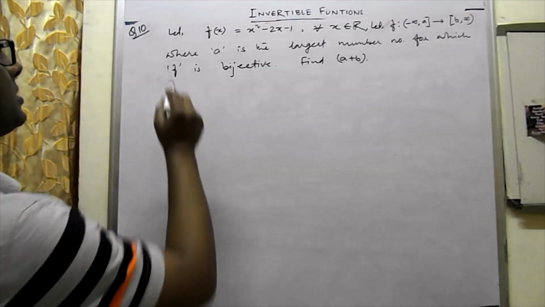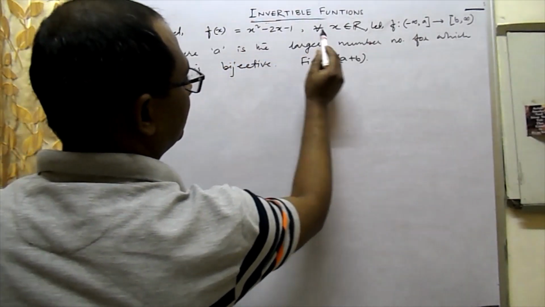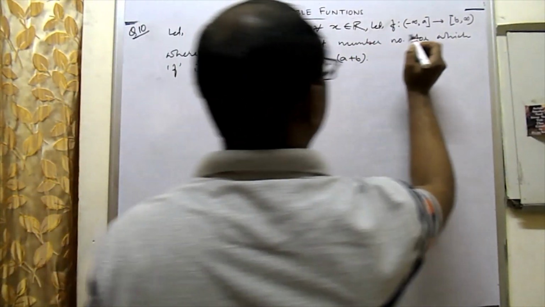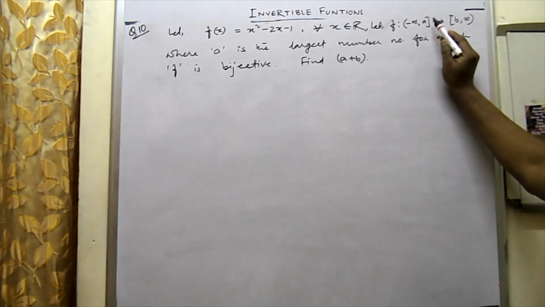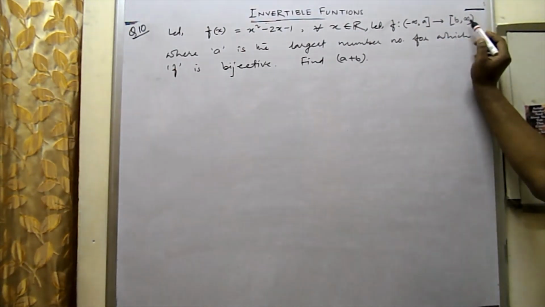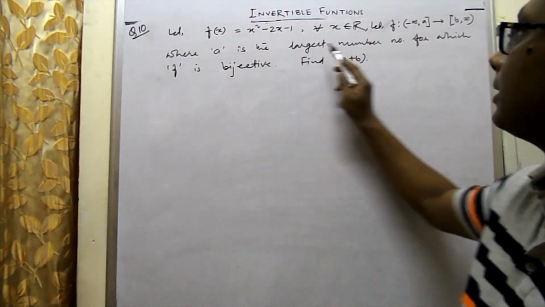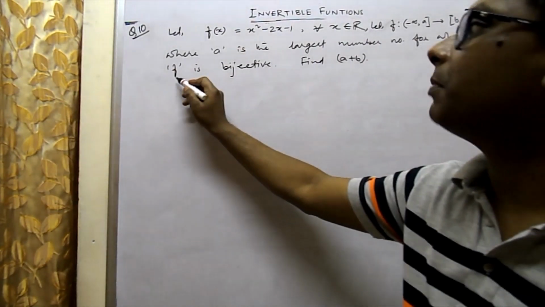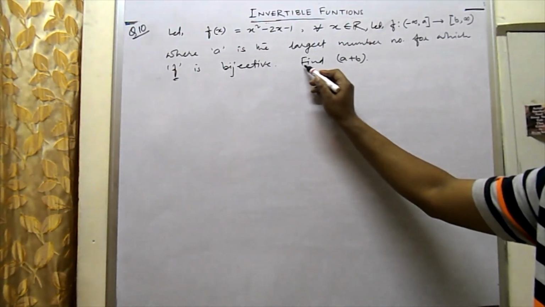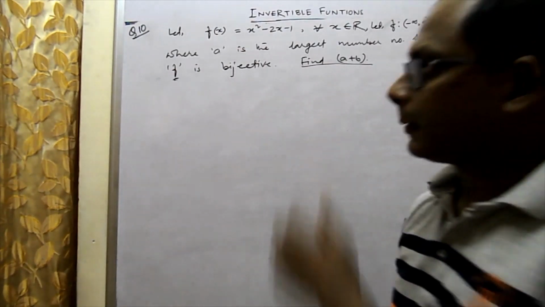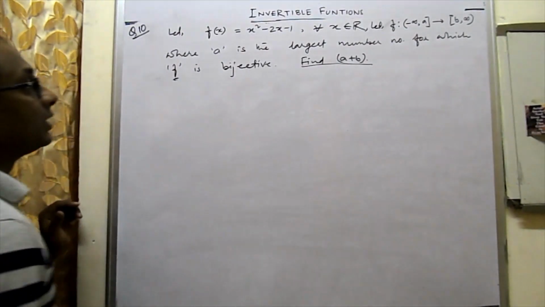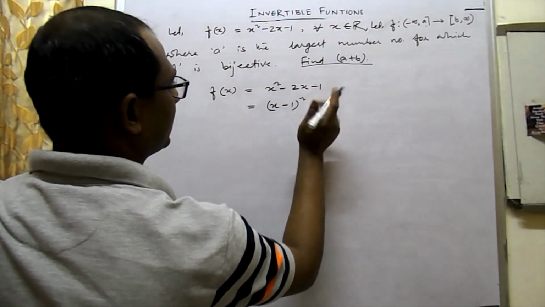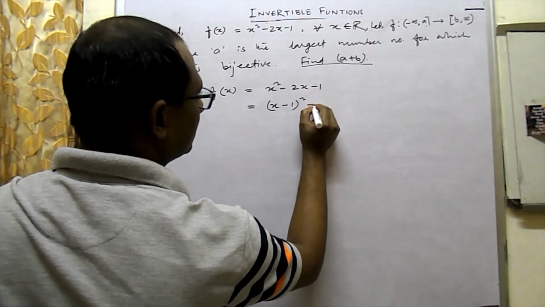This question is telling us: let f(x) equal to x square minus 2x for all x belongs to R, and let f run from minus infinity to a closed, and b closed to infinity, where a is the largest number for which f is bijective. We have to find the value of a plus b. Okay, so we'll take f(x) equal to x square minus 2x minus 1, so (x minus 1) whole square minus 2.